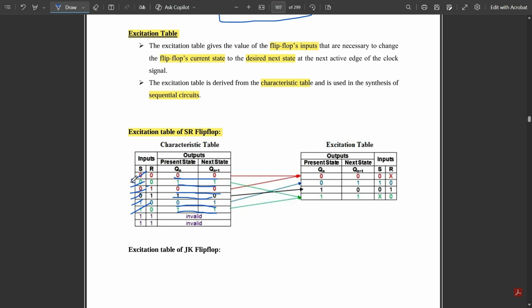one is 0 0 and another one is 1 0. If you compare these two terms 0 0 and 1 0, you see that R term 0 is common, so write it here, whereas S input gets changed from 0 to 1. So the final inputs would be either 0 or 1 for S, and it is fixed 0 for R. Like this the excitation table is built by checking the characteristic table. Hope this is clear for the SR flip flop.